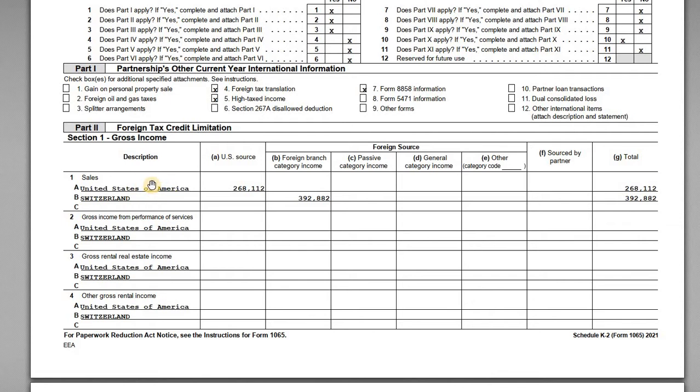So the U.S. of America, United States of America, is the source, U.S. source, sales, 268,112. That's coming directly from our Florida profit and loss. And then for Switzerland, 392,882. So the way these worksheets work, you report the source of the income on the appropriate line. So line A, we're making United States of America. B is going to be Switzerland. If you have other countries that you have income source from, you might add an additional item C or create additional schedules. And then you move from left to right based on the type of source and category.